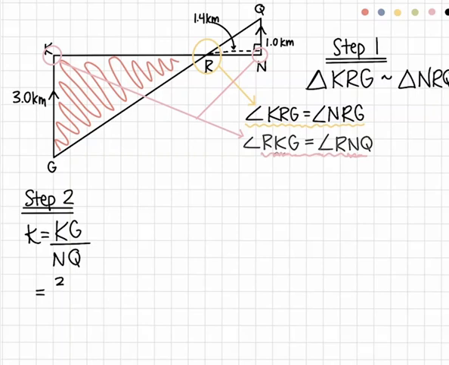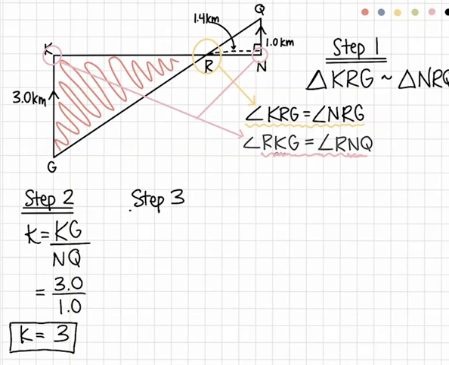So that equals 3.0 over 1.0. So K equals 3, because that's a nice whole number, so we can go ahead and divide it. So now that I've found my scale factor for my sides, in step 3, if you remember, I have to find what's missing. And what's missing here? What are they asking for here in this question?